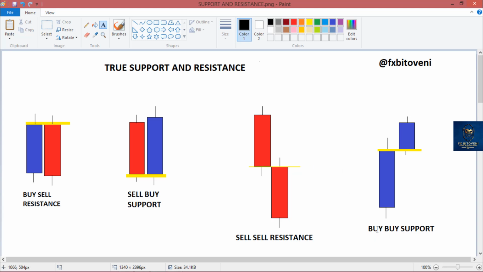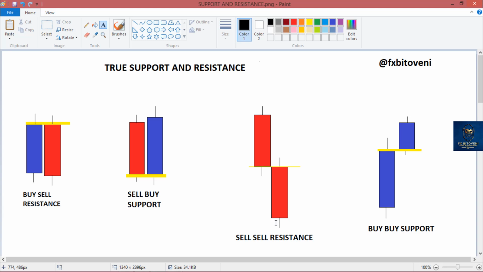So here you have buy, you have the buy support. So we have a candle buying and it closes. A new one opens and then buys, and then we call it buy support level. So these are 4 types of support and resistance.